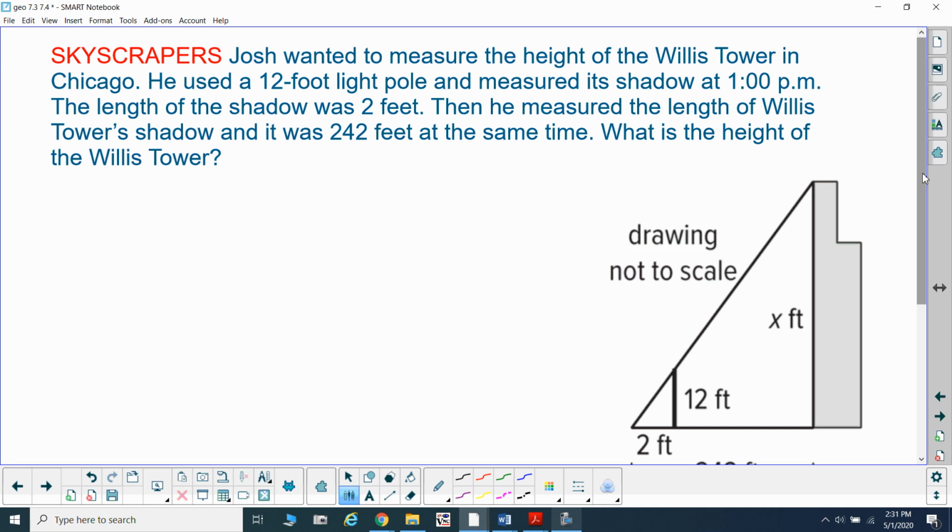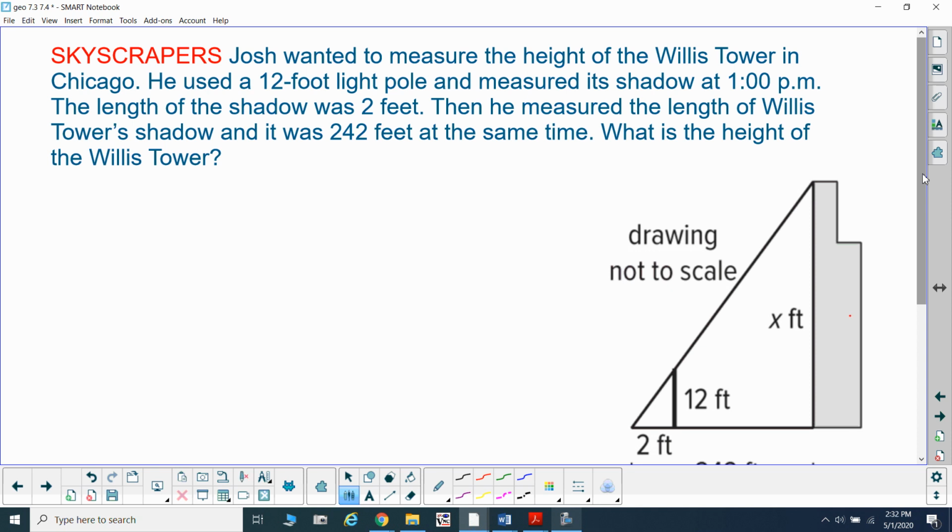All right, here's where I feel like it comes in useful. We can use scale factor, or we can use proportions to actually measure things functionally. So if we can't really measure a building because we can't hold a tape measure up to it, it's too big, we can't get to the top of the building, we can estimate it pretty well by doing something with the shadows. So Josh wants to measure the height of the Willis Tower in Chicago.